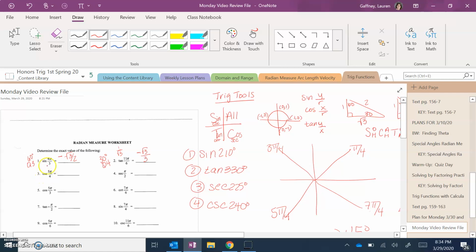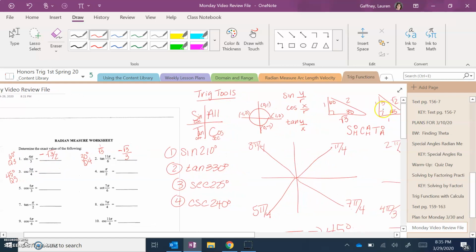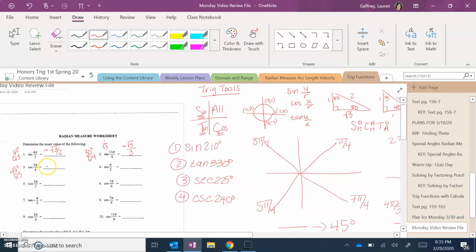I'll do number 3. A denominator of 4 would be 45 degrees. 5 pi over 4 is just a little bit bigger than 1 pi, so that's quadrant 3. Now, cosecant is the flip of sine. So if we come over here, 45 degrees, instead of opposite over hypotenuse, it would be hypotenuse over opposite. So root 2, and in quadrant 3, it would be negative.